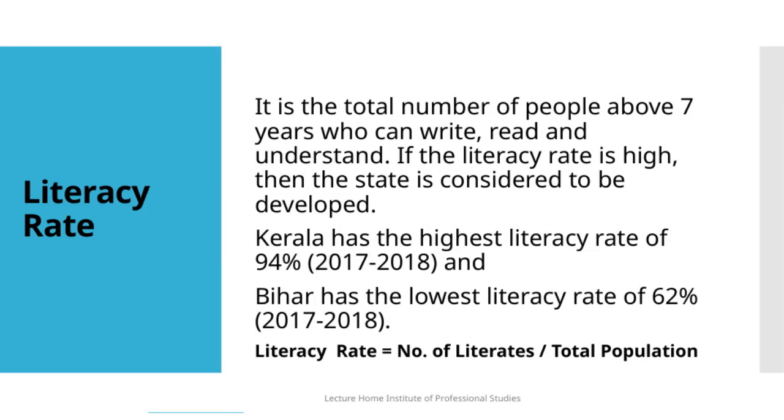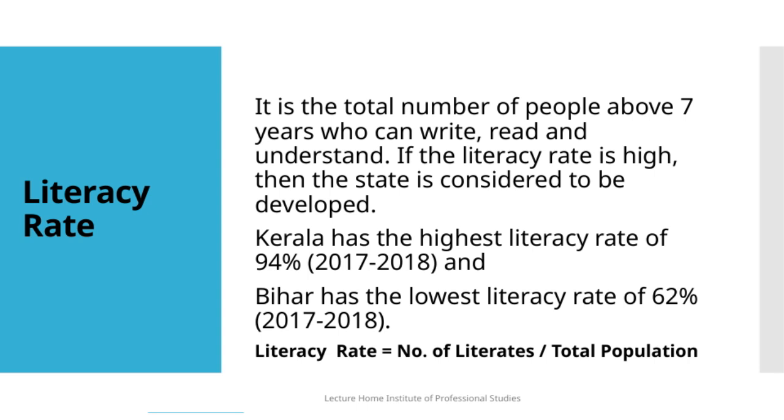It refers to the total number of people above the age of 7 who can read, write, and understand. When we say a region has a high literacy rate, it generally indicates that it's a more developed area. For example, Kerala has the highest literacy rate, which was 94% in 2017-2018. That means almost everyone above 7 in Kerala can read and write. On the other hand, Bihar had the lowest literacy rate during that period, at 62%.